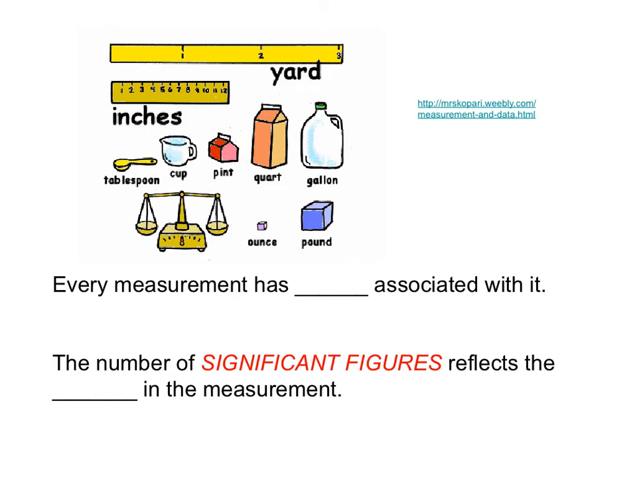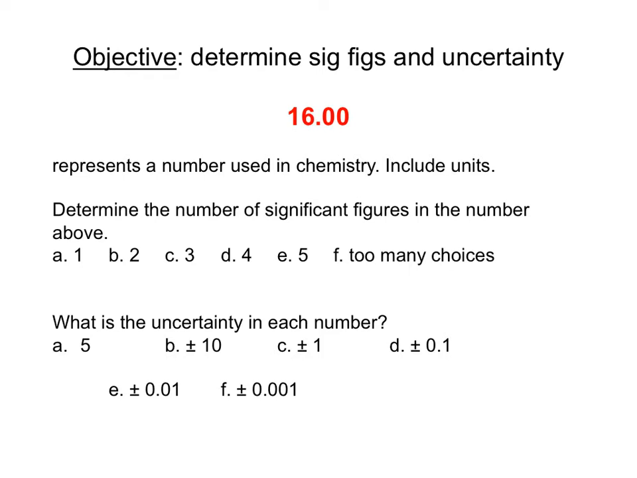Whether at home or in the lab, you've made measurements, so stop the video and fill in the blanks. And the answers are, good job. So let's practice determining the number of significant figures and the uncertainty in a number. 16.00 represents the number used in chemistry, so stop the video and answer these two questions. And the answers are, the last significant figure represents the uncertainty or error in the number. This number represents the atomic weight or molar mass of oxygen.